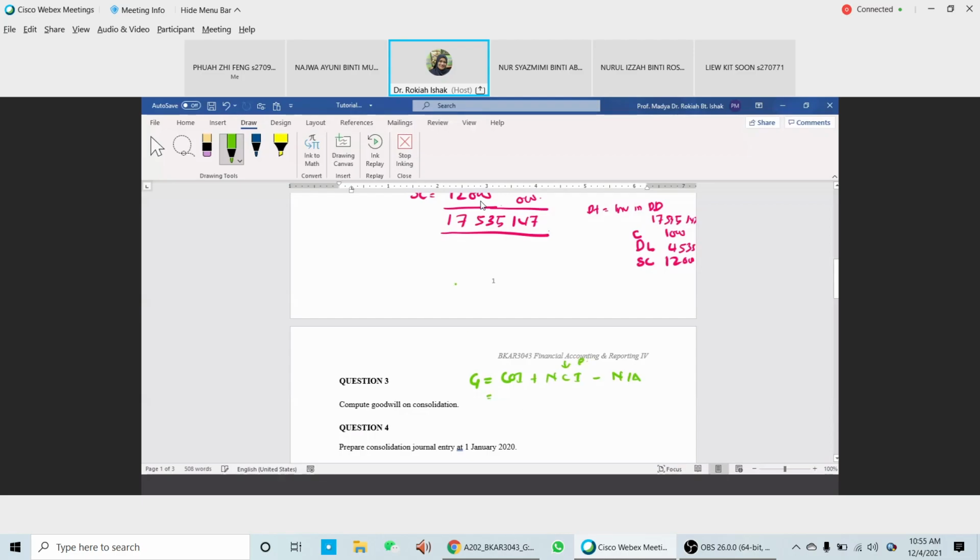The COI, we already have that figure here, 17,535,147. I'm using that. And then plus NCI. So the NCI here we need to calculate. The NCI that we have here is 40%. 40% times the net identifiable assets here, which is 10 million. So you're going to have 4 million.